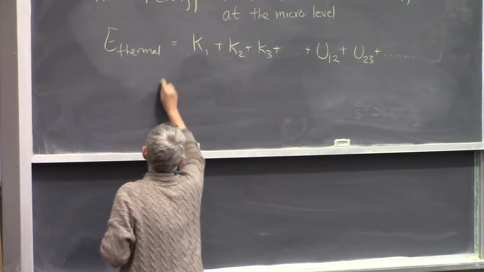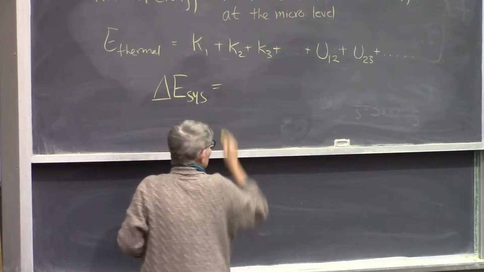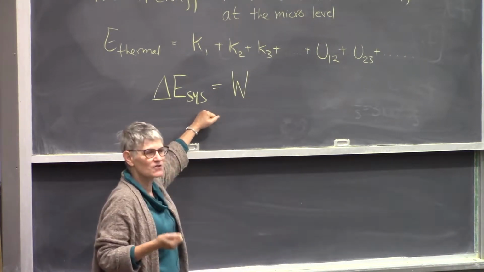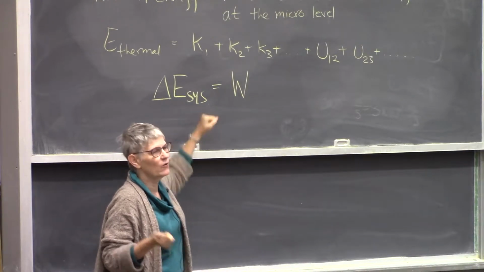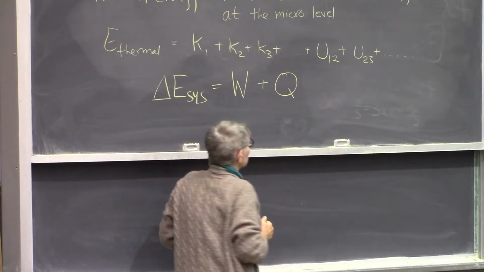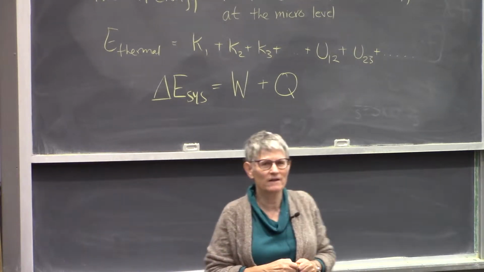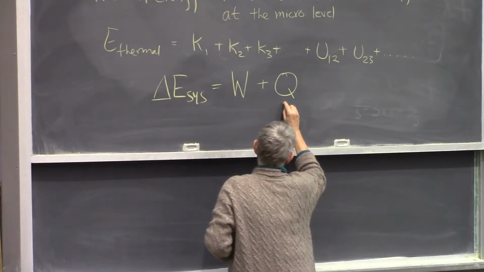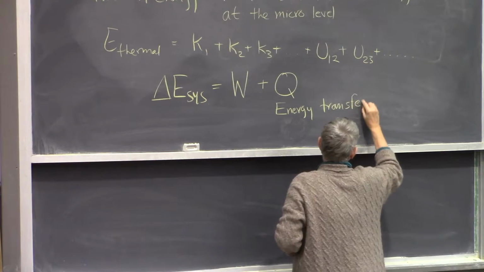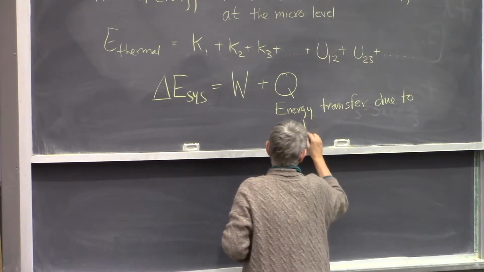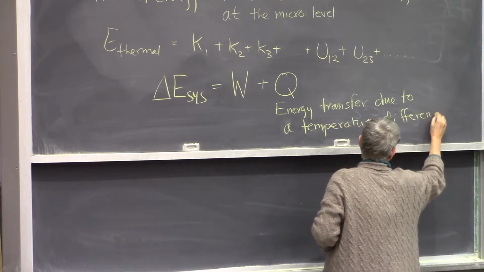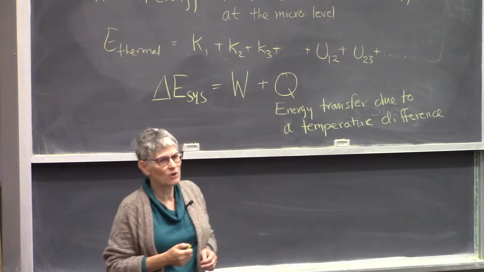Now, where we're going with this is we're going to do something that some of you have been waiting for. We've written the energy principle a number of ways. One way is to say a change in energy of the system is due to work. And we know that's not the only way we can get energy into a system. And so the next thing we're going to add today is symbolized by Q. And we're going to call it energy transfer due to a temperature difference.